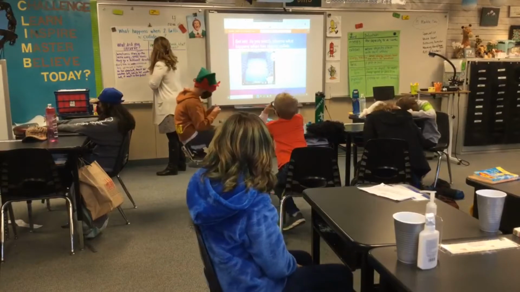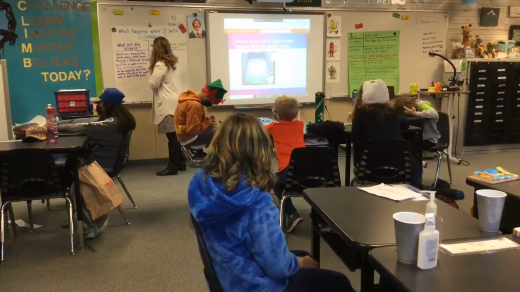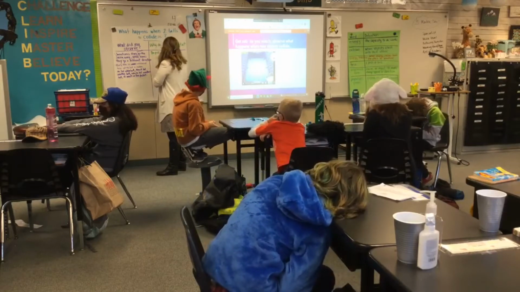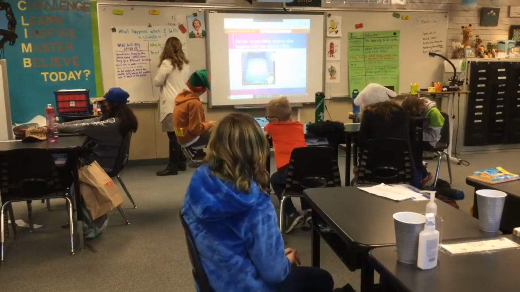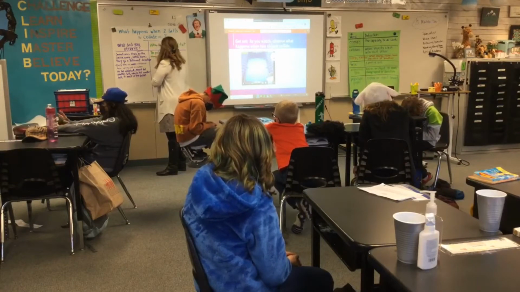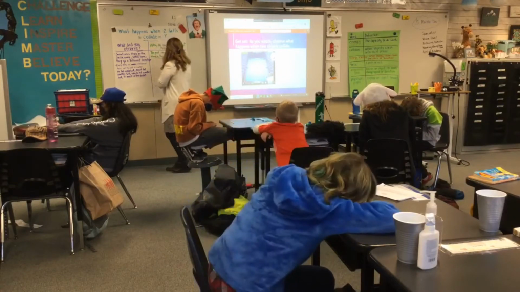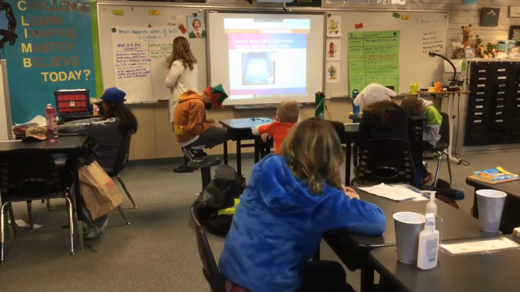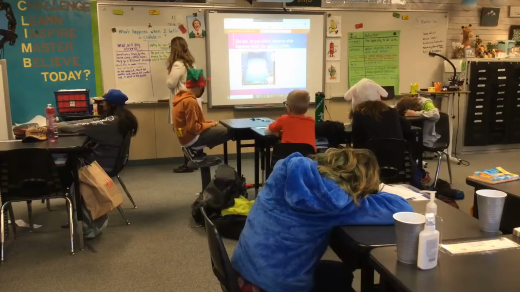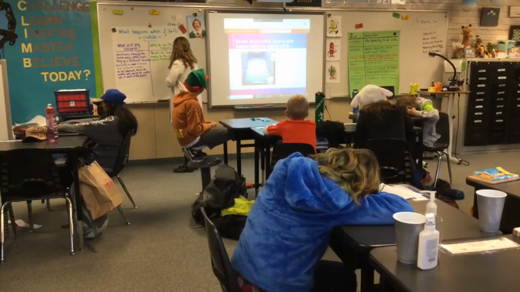Perfect. So the pool cue transferred energy to the cue ball, which transferred energy to the colored ball.